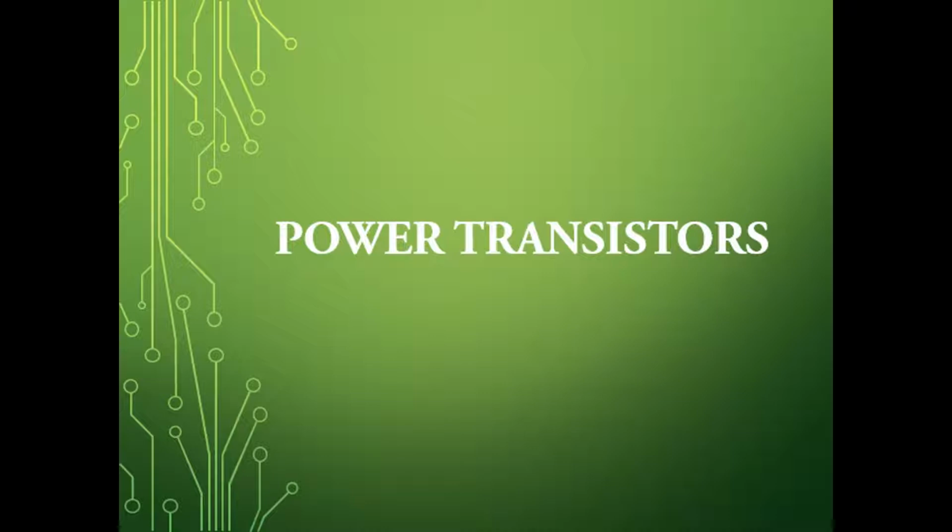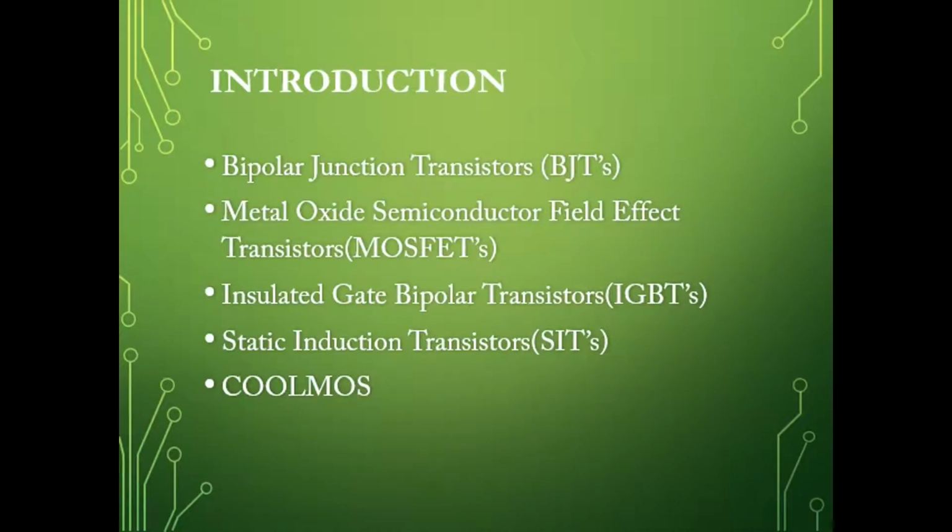So, we will see how the power transistors are classified. Power transistors are broadly classified into 5 categories. First one is the BJT, bipolar junction transistor. Second is the metal oxide semiconductor field effect transistors, which is MOSFETs. Third is insulated gate bipolar transistors, which is IGBTs, then static induction transistors, which is SIT, and the last one is CoolMOS. We will see in detail each of these power transistors one by one.